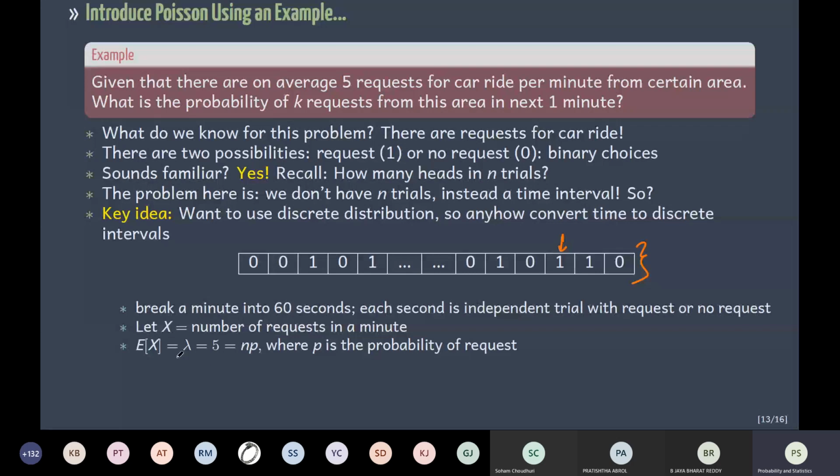If we model our problem with this granularity, on average we are given that we get 5 requests for a car ride per minute. This average is given. Remember, expectance is the average, which in our case is denoted by lambda. Then this expectance is n times p. Why? Because this is a binomial, so it's like asking for the sum of p, n times.